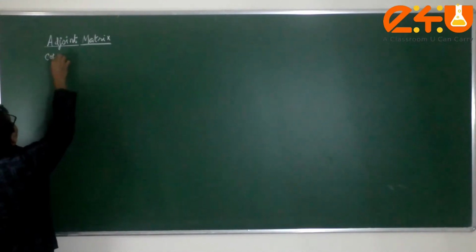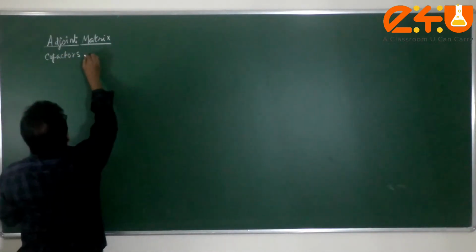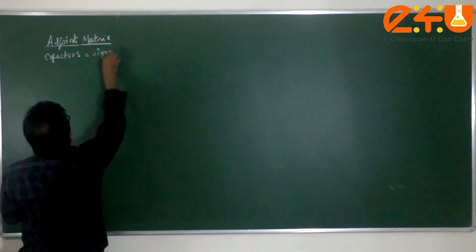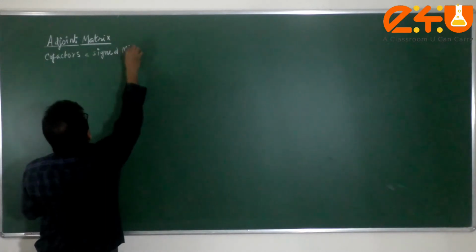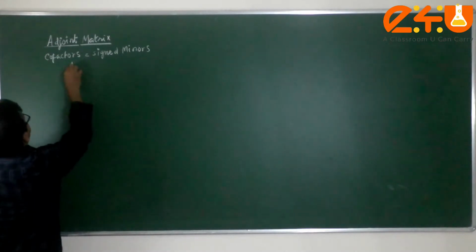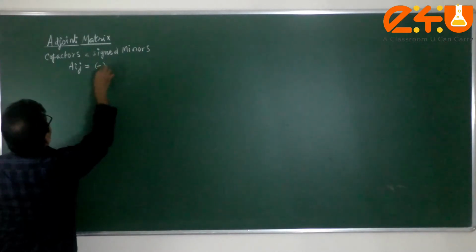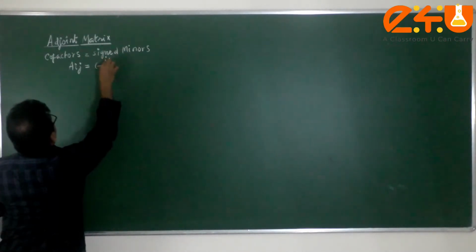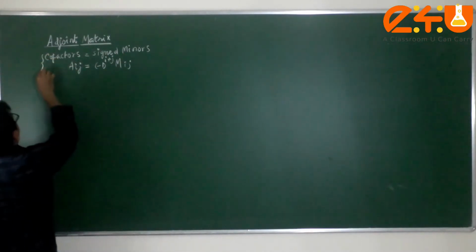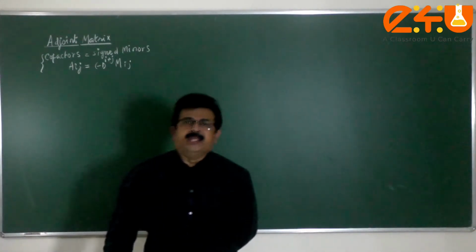I would like students to recall, already we have done what cofactors are. Cofactors, we know, are signed minors. Specifically, I can say capital Aij is minus 1 power i plus j of minor ij. So this clarity all students possess already.